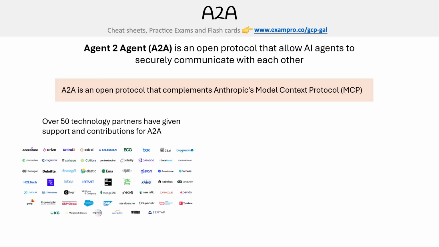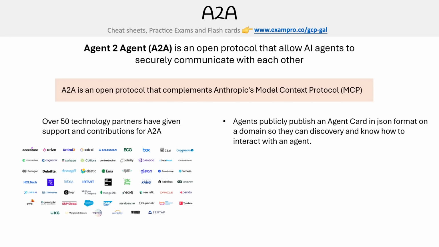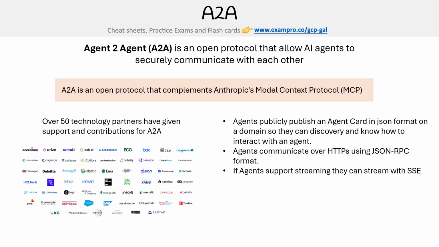So, what can A2A do? Well, A2A allows you to create these agent cards in JSON format that sit on a domain name that can be discovered and let you know how to interact with another agent. Agents communicate over HTTPS using JSON RPC format. If agents support streaming, they can stream with SSE. You have to implement your own agent executor to understand incoming requests. So they do have a bit of a standard way of how they want data to be handled back and forth.